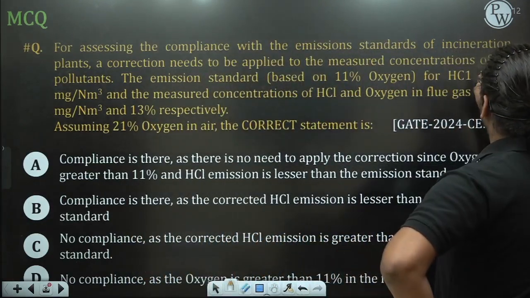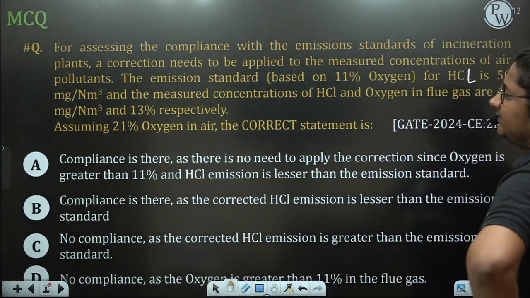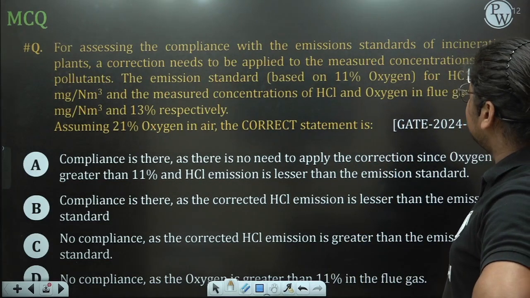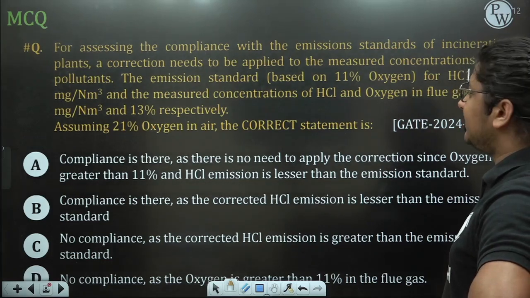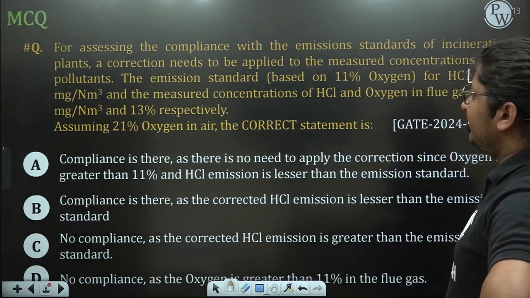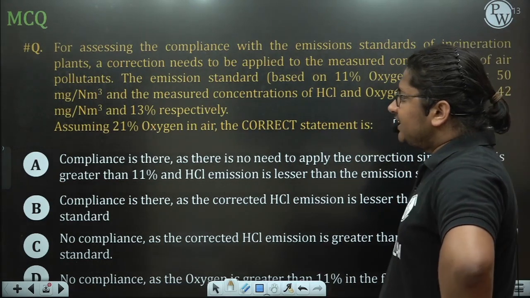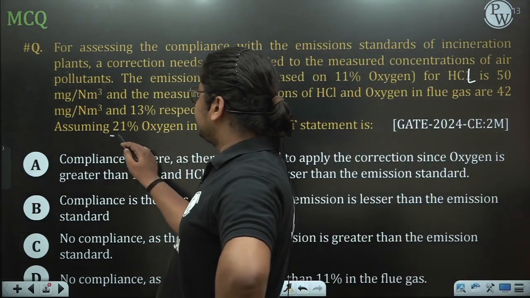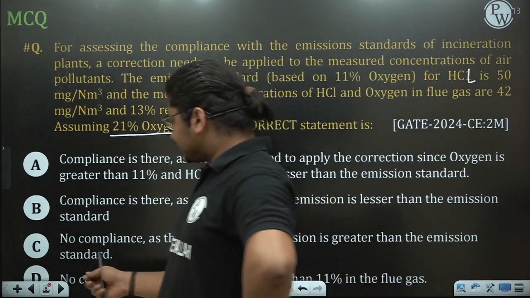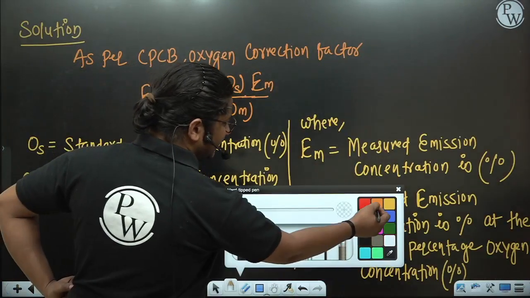So this is SCL, which is 50 milligram per normal meter cube. And the measured concentration of SCL and oxygen in the flue gas are 42 and 13% respectively. Assume 21% oxygen in air. The correct statement is. So generally, this is the assumption. Based on that, CPCB has also given a formula to you. So first we'll look at the formula mentioned in CPCB. This formula you need to remember.